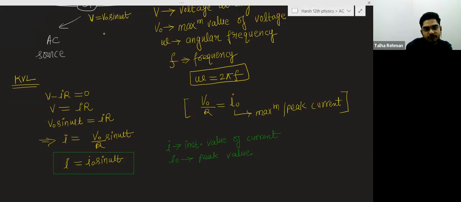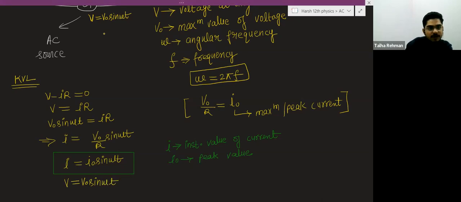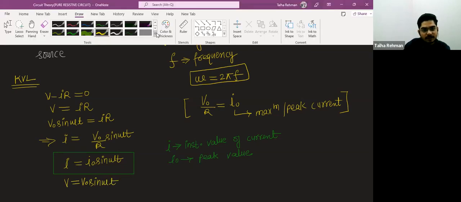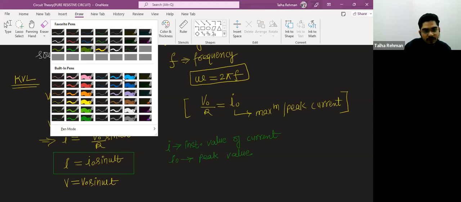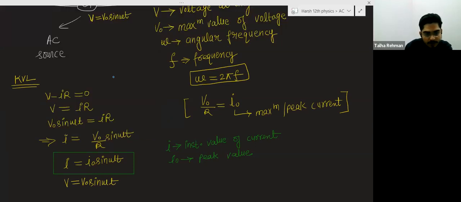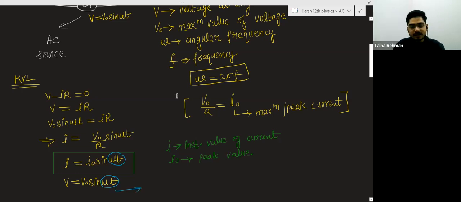The equation of the voltage is V equals V naught sine omega t. There is one other thing here that will be used: this omega t, the angle that goes with sine, is known as the phase.